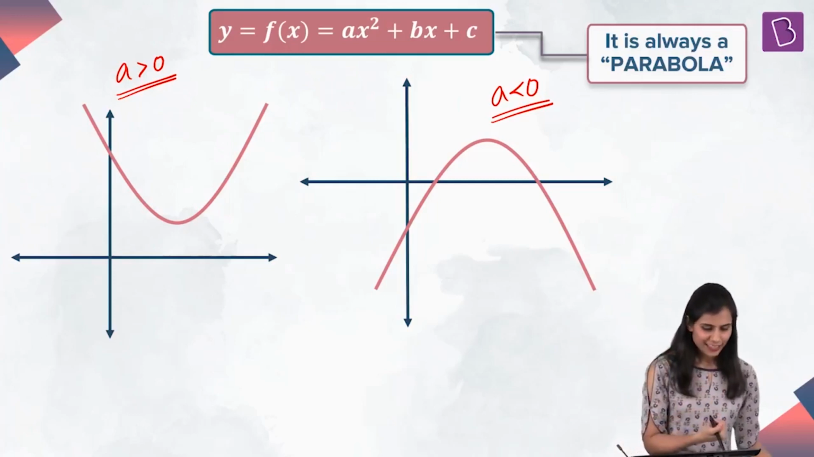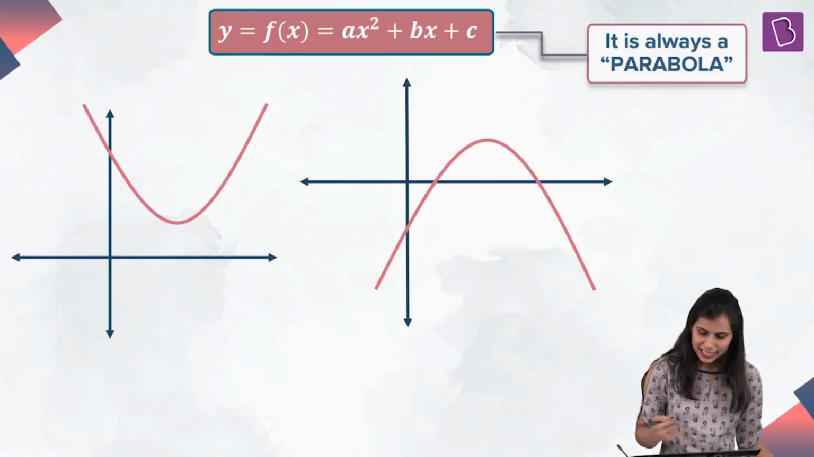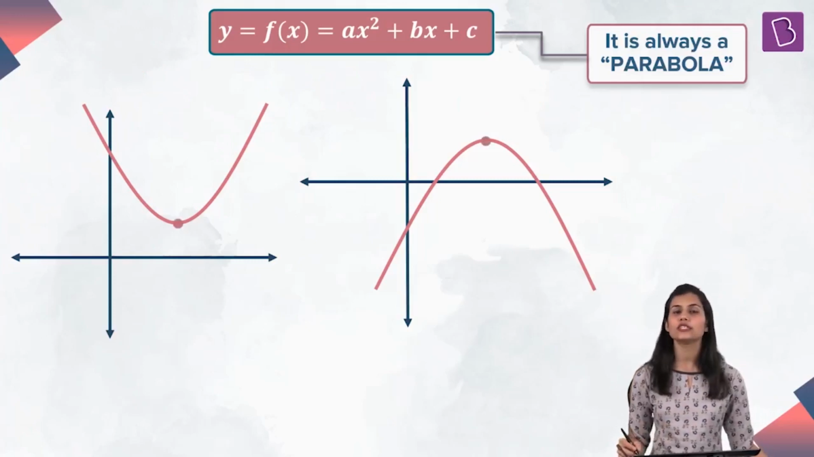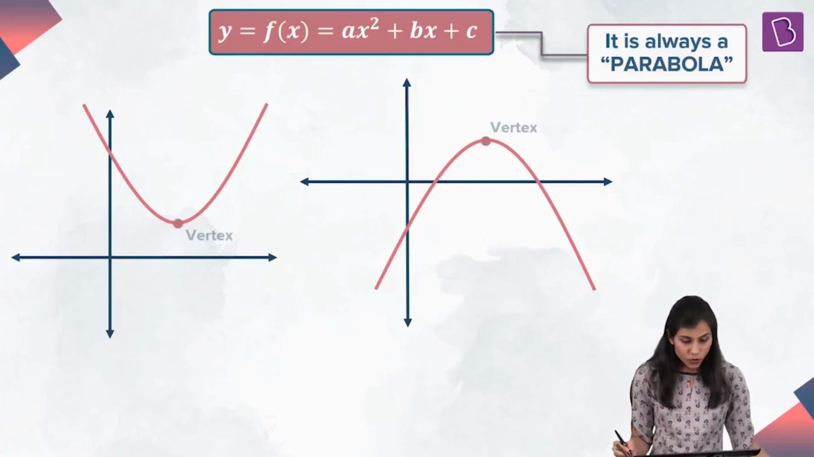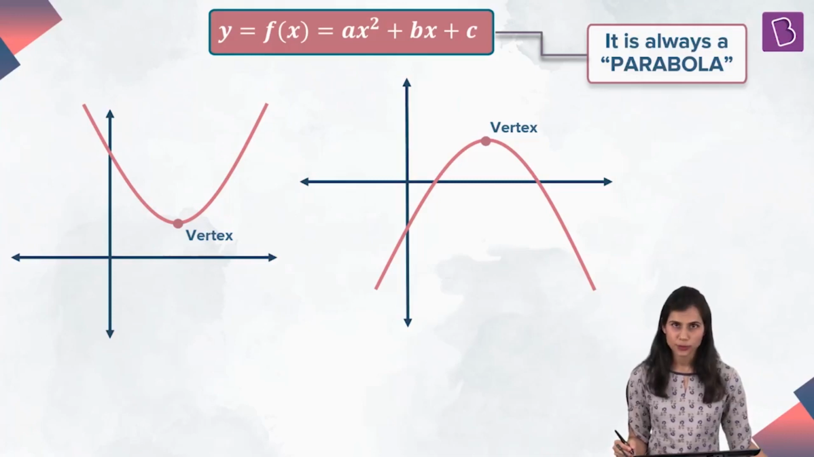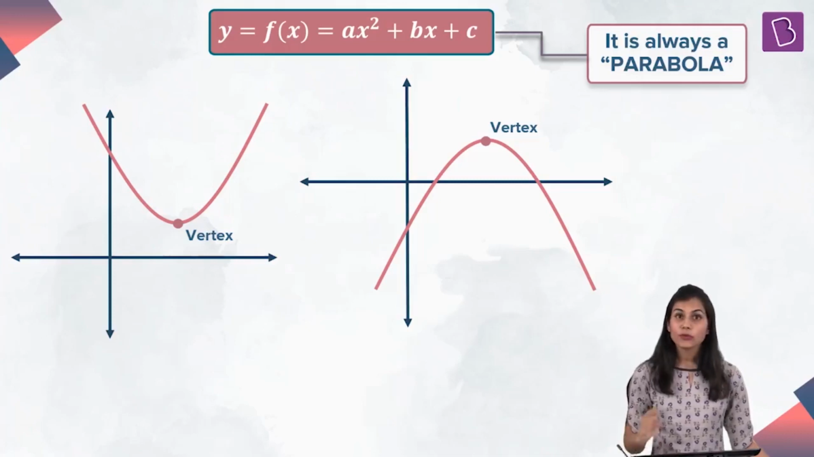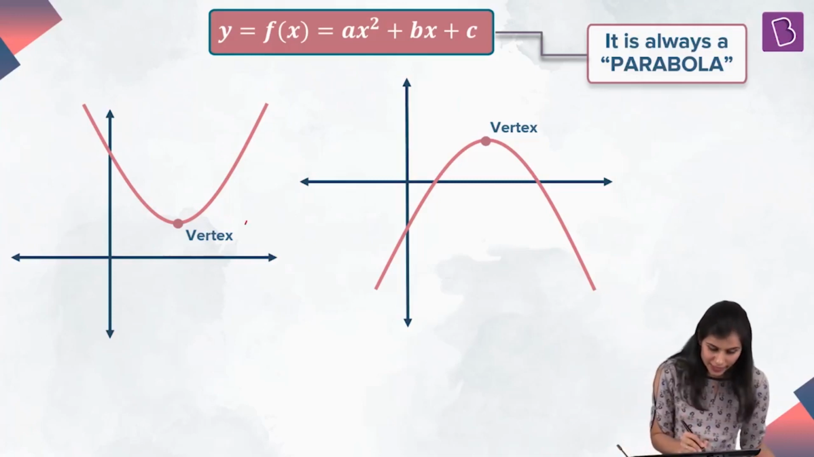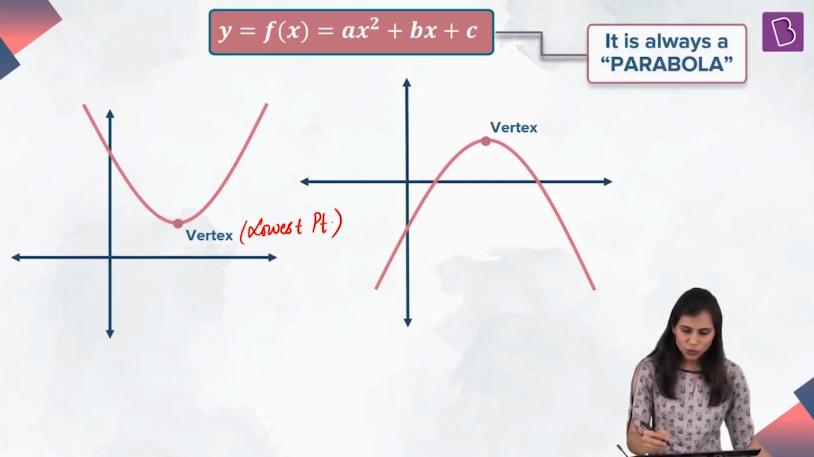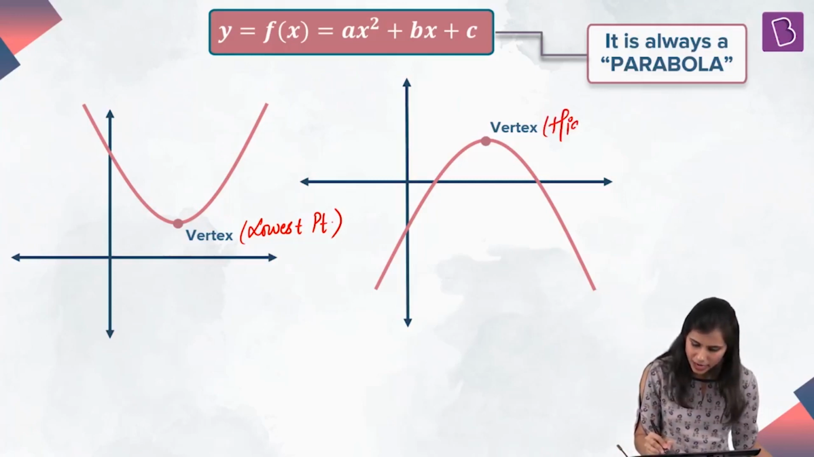Okay, fine. Now, these extreme points that you can see in the parabola are called the vertex of the parabola. When your parabola is upward opening, the vertex is the lowest point, as you can see. And when the parabola is downward opening, the vertex is the highest point, as again you can see.